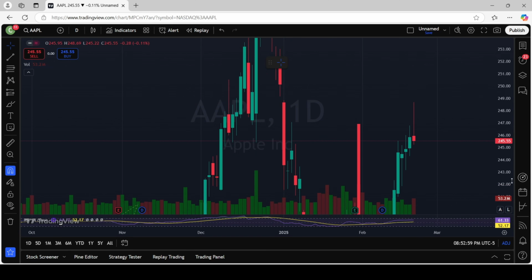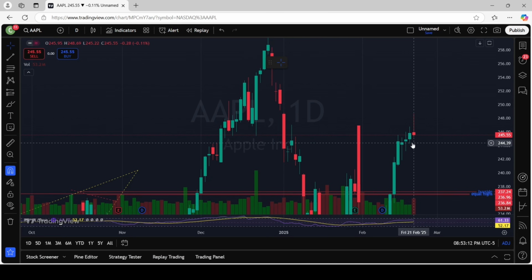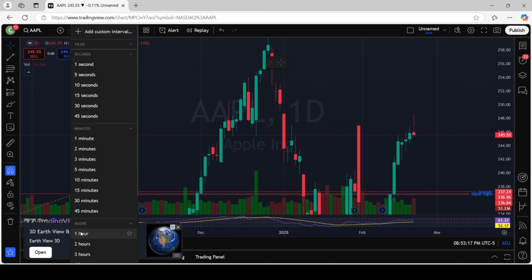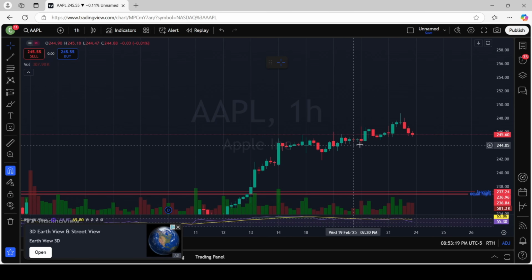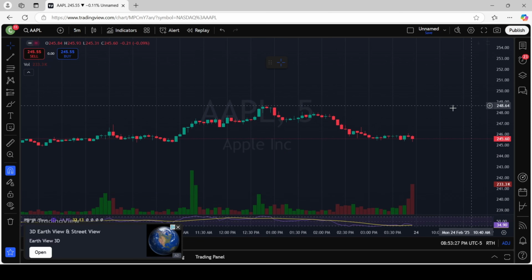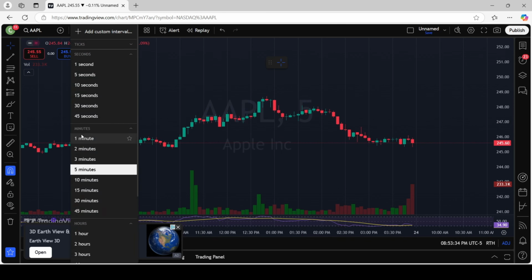Whatever chart it is, like the daily chart, the candles represent that time frame. So if I'm on a daily chart, these candlesticks are representing 1 day. If I'm on the 1 hour chart, these candlesticks are representing 1 hour. If I'm on a 5-minute chart, same thing. These candlesticks are representing 5-minute time frames, and you can go all the way to 1 minute.